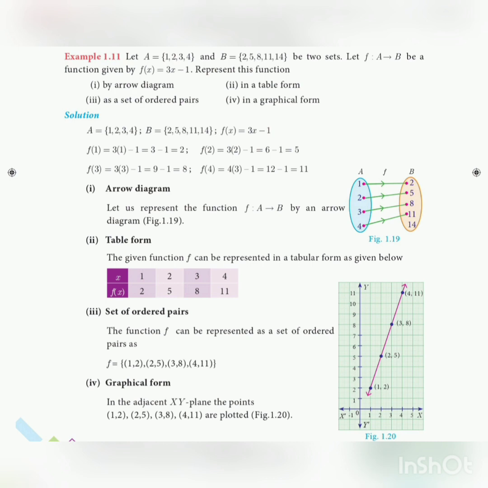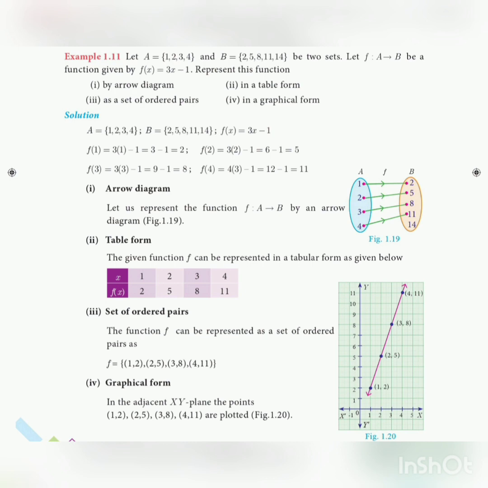Second subdivision is to write in a table form. That means we have to just draw a table which contains the first row as x values and the second row as f of x values. This is the table form. x values 1, 2, 3, 4, corresponding f of x values which are obtained in the first part of the solution. In the bottom row, we write the respective values 2, 5, 8, 11. So table form is completed.